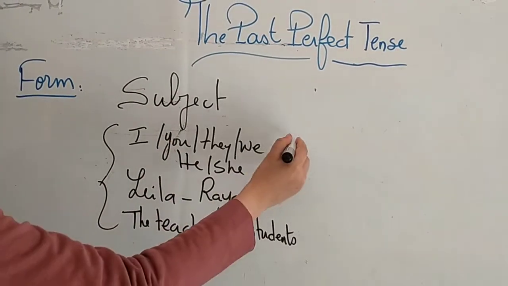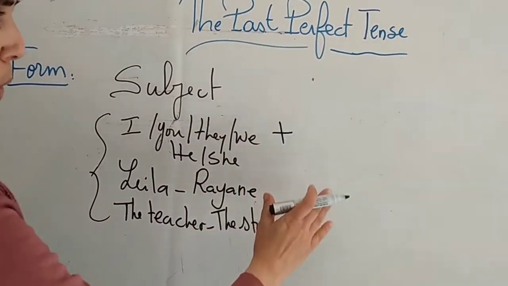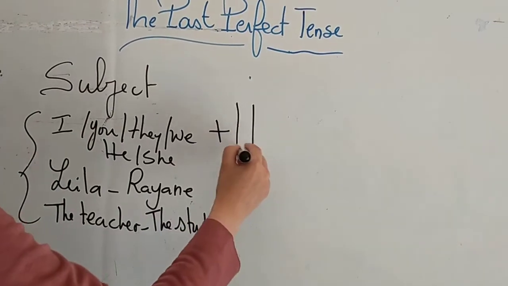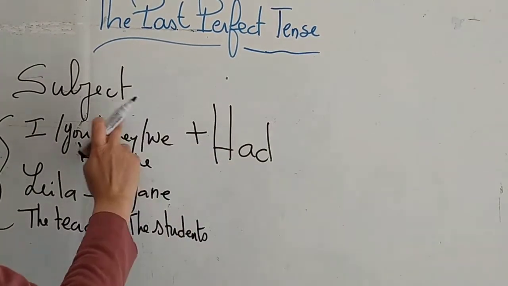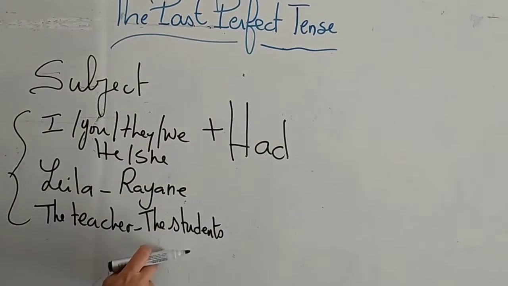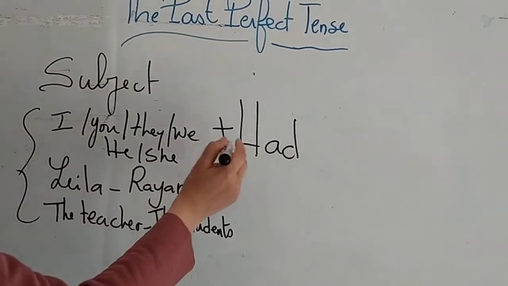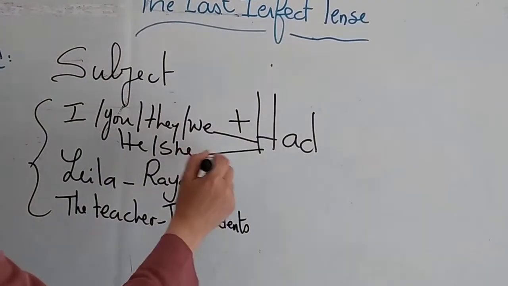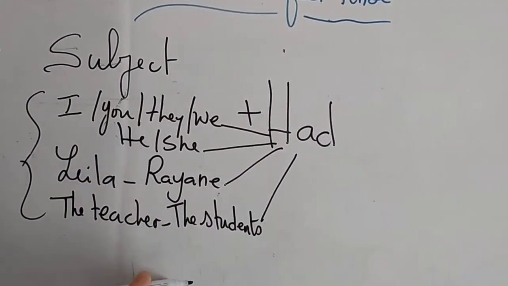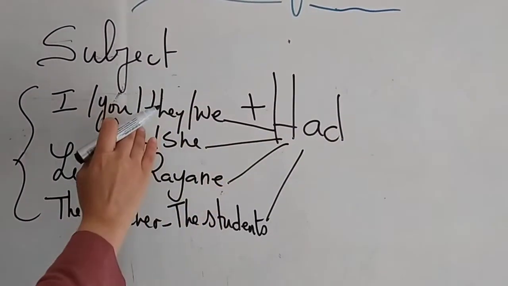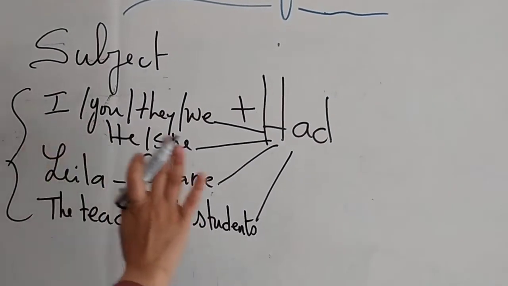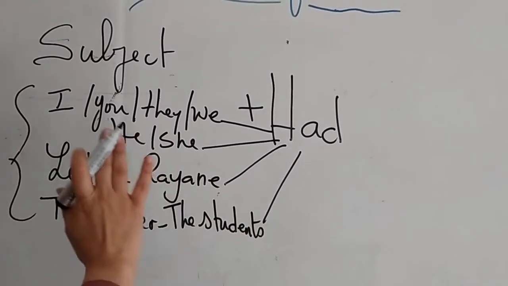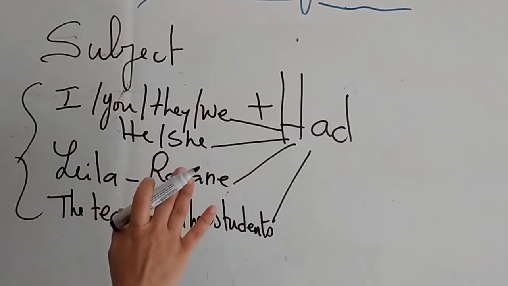After the subject, we have the auxiliary verb had. So had here is used with all the subjects that we have. It can be used with we or with she or with Ryan or with the students. It is used with singular or plural. It's used with male and female. It doesn't change with any of the subjects.